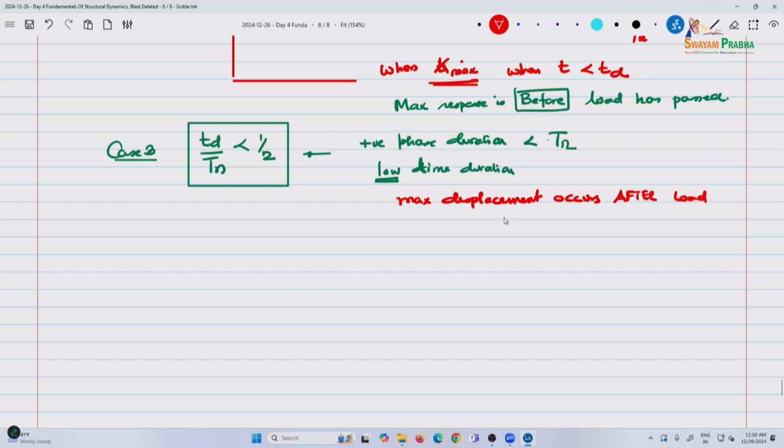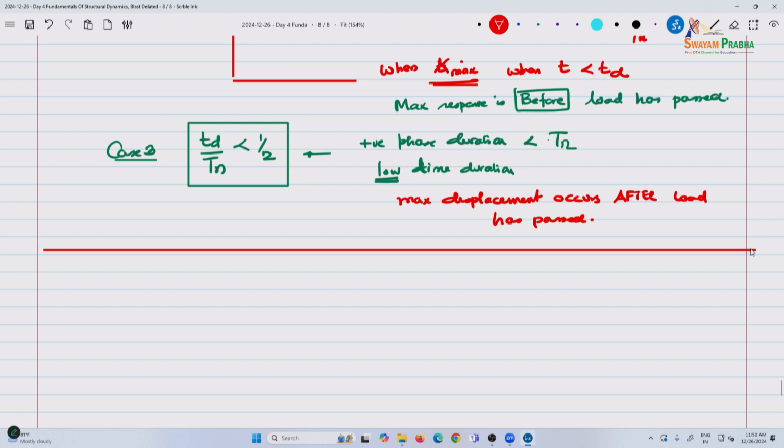load has passed. Have you seen any of these phenomena anywhere? Load has passed and then you get a maximum response? Probably not, right? In static loads, the maximum occurs when the load is maximum. So, we never have thought of response being dependent as a function of duration of the load, the dynamic footprint of the building, of that element. Is that a new concept, right?